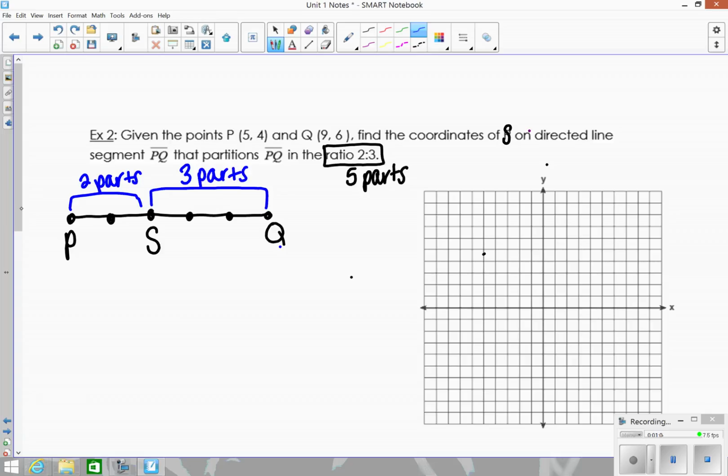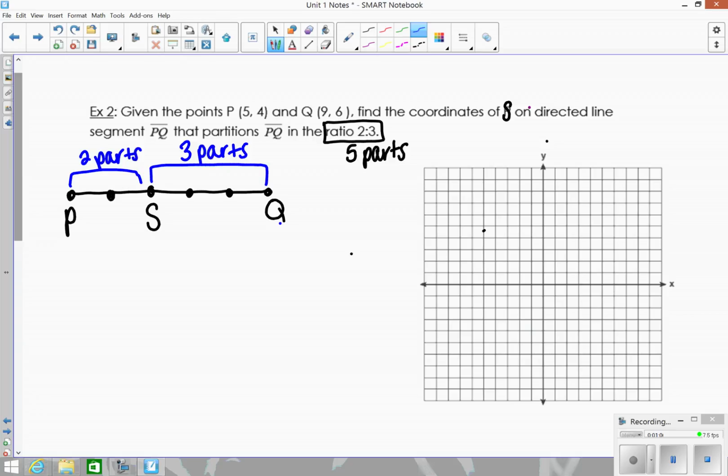So we can start off with graphing just to see if it'll work. We go to point P, which is going to be 5, 4. So 1, 2, 3, 4, 5, up 4. So this is point P. Q is going to be 9, 6: 2, 4, 6, 8, 9, up 6. So here's Q. So here's my segment that I need to break up into 5 equal parts, and point S is going to be after the second part.